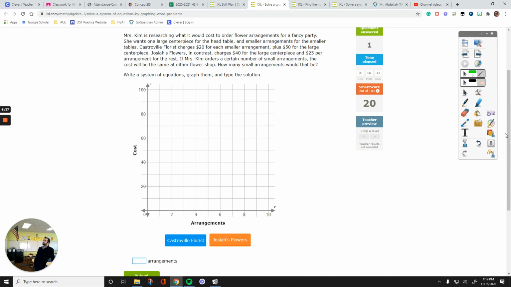Mrs. Kim is researching what it would cost to order flower arrangements for a fancy party. She wants one large centerpiece for the head table and smaller arrangements for the smaller tables. Costroville Florist charges $20 for each smaller arrangement. Okay, $20. So the blue one is going to be $20 for each, plus $50 for the large centerpiece.